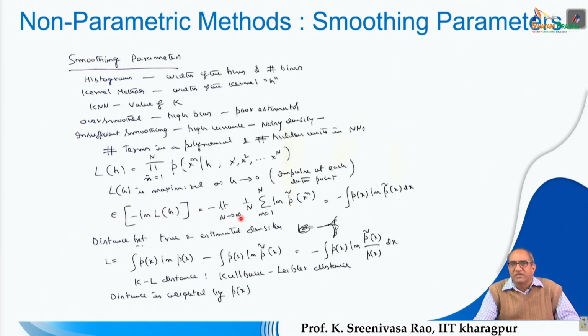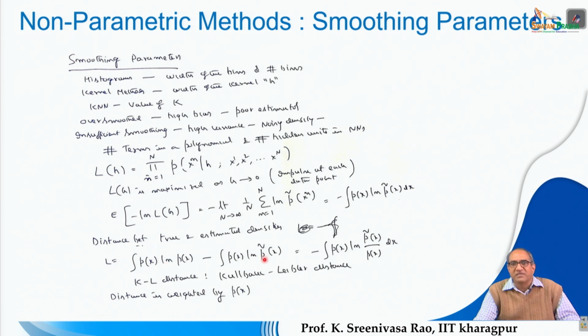For that, as n tends to infinity, this is nothing but p(x) into log p'(x), where p(x) is the true density and p'(x) is the estimated density. Now the distance between the true density and the estimated density can be computed like this. This is the KL distance: the integral of p(x) ln p(x) minus the integral of p(x) ln p^(x), where p^(x) is the estimated density.